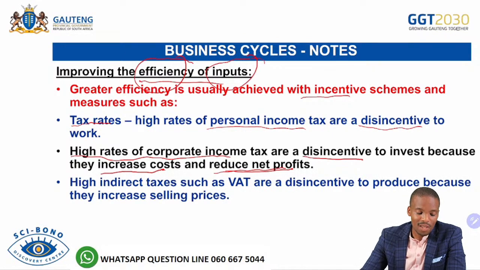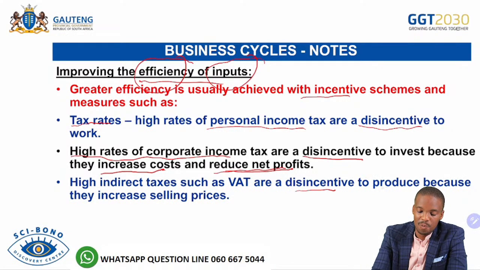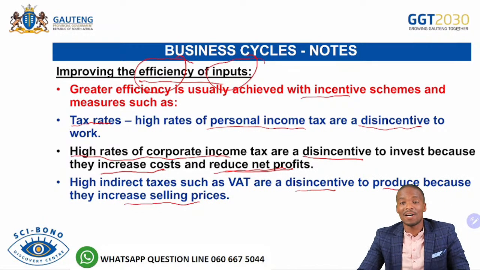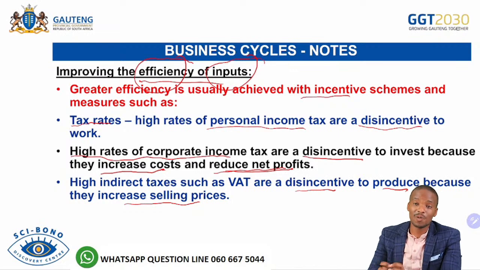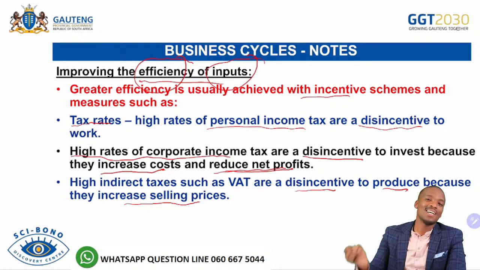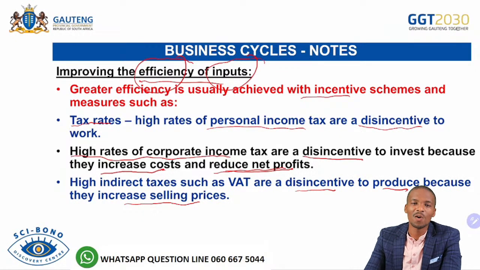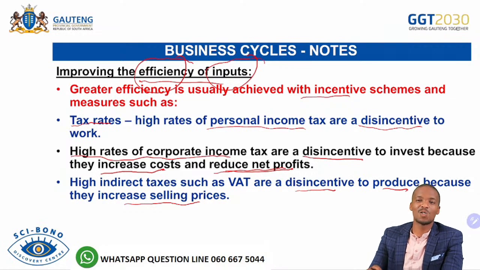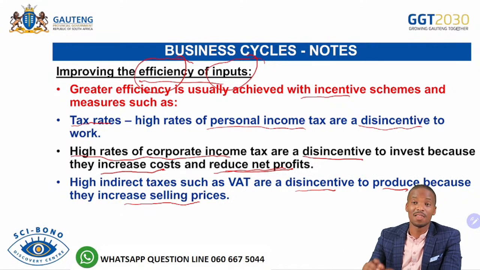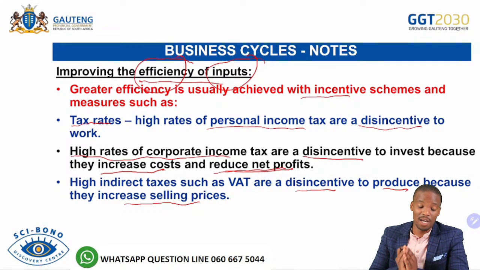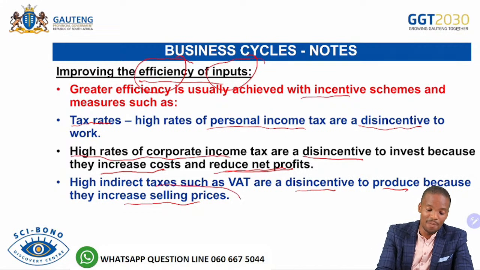Another one, high indirect taxes such as VAT act as a disincentive to produce because of increased what? Selling price. Remember now, businesses have what we call the cost of production, and when they get that cost of production, which is GDP at basic prices, as you've done when doing your national account aggregates, you add the taxes on products, you minus the subsidies on products, then we have a GDP at market price, which is your selling price.